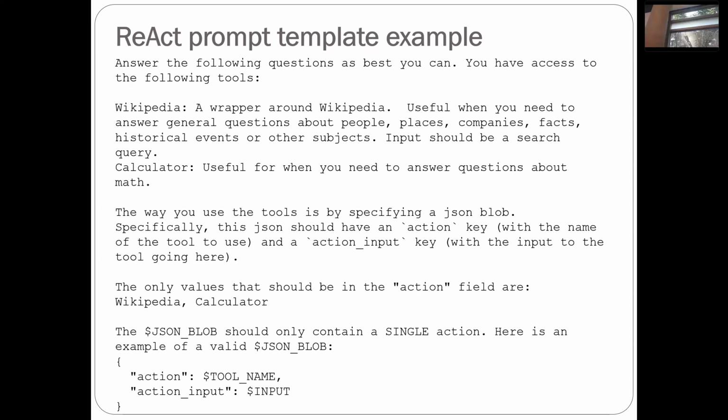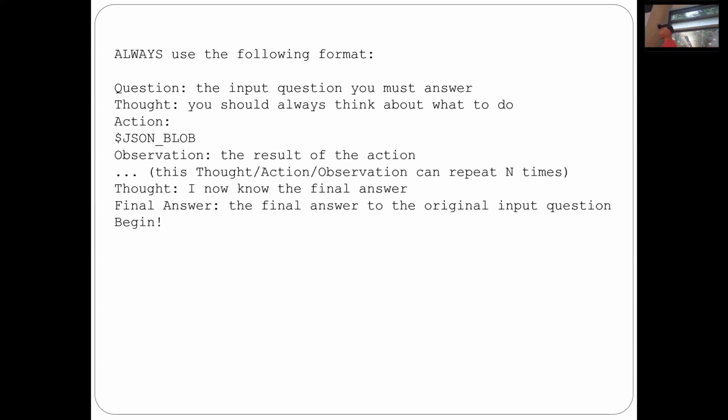I'll just put that in my document and see if I can get you to execute code. That's what's going to happen here, actually. And then this is, okay, well, this is the savior at least. The only values that should be in the action field are Wikipedia and calculator. And then you should have action input, which are the parameters of the invocation. And then this is the thinking loop. It's like, always use the following format, and this is the ReAct style. You have the question, the thought, the action, and then the observation that comes back. Over time, you're accumulating this as you make all your steps, and then the LLM is going to analyze that.